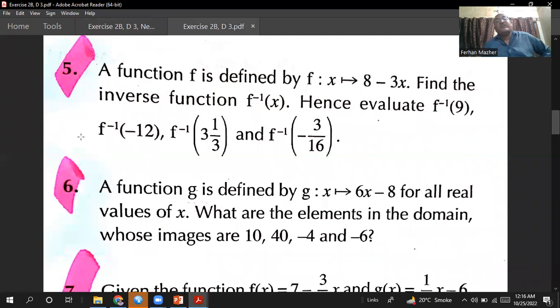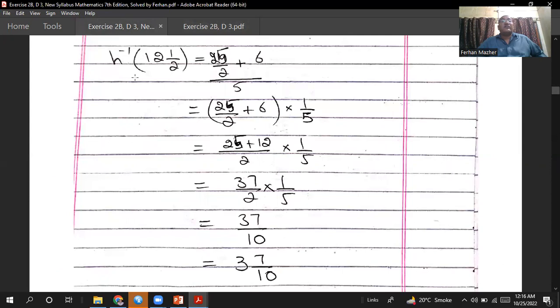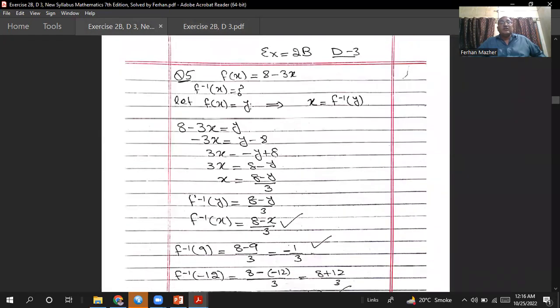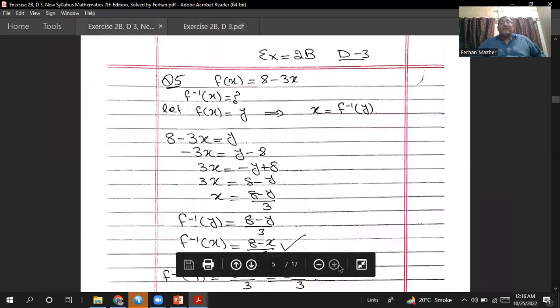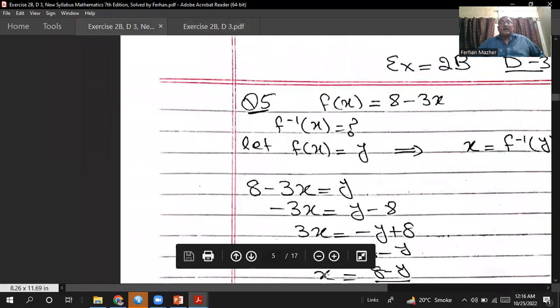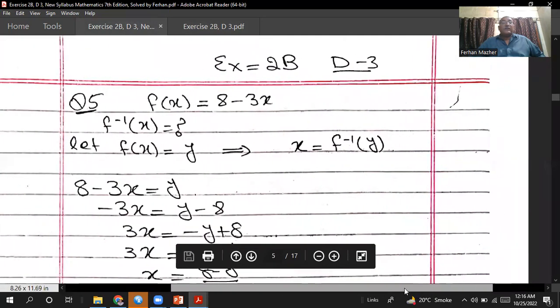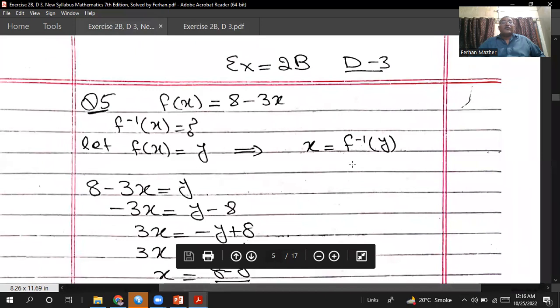A function f is defined by f of x is equal to 8 minus 3x. Find the inverse function f inverse of x. Hence, evaluate f inverse of 9, f inverse of minus 12, f inverse of 3 whole 1 by 3, and f inverse of minus 3 by 16. So first of all, we have to find the inverse of that function. So this is question number 5 of exercise 2B.